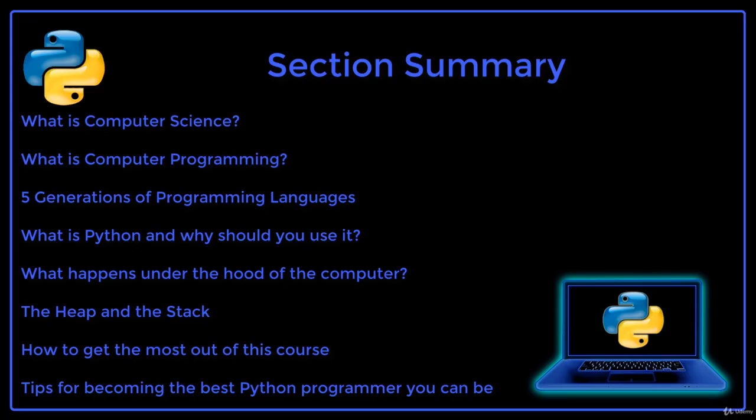In this lecture, we will look at a recap of what we learned in this section of the course. This section taught us the basics of computer science. First, we learned what computer science is. Computer science is the study of computers and computational systems, and computer scientists write algorithms, step-by-step instructions for the computer to execute in order to solve a problem.